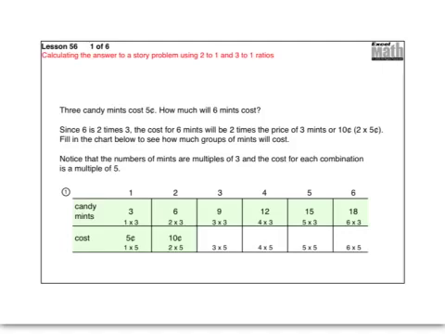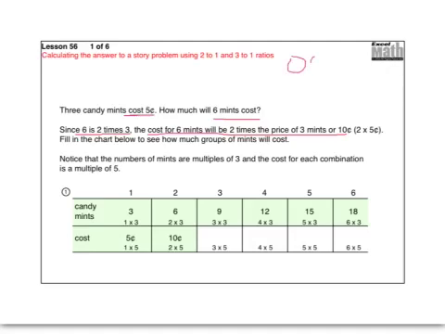3 candy mints cost 5 cents. How much will 6 mints cost? Since 6 is 2 times 3, the cost for 6 mints will be 2 times the price of 3 mints, or 10 cents. Okay, so what we're saying is, let me draw a picture of it here for you.